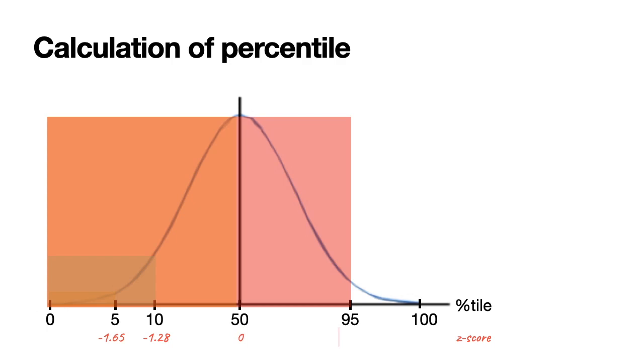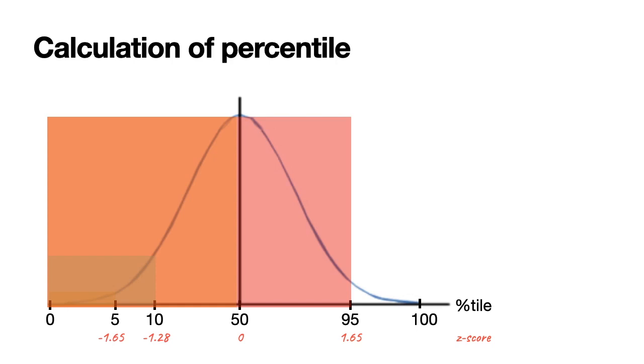How about 95 percentile? So you remember, the normal distribution graph is a symmetrical curve. So if 5 percentile is negative 1.65, 95 percentile is the 5% on the right region of the graph. It's like a mirror image. So the z-score would be the positive value of 1.65.